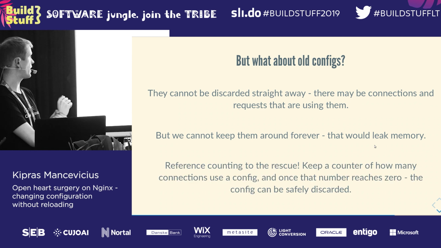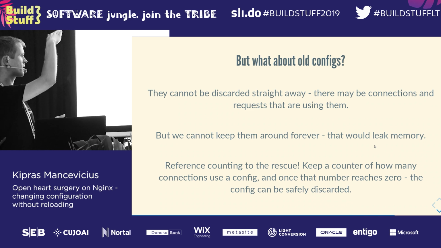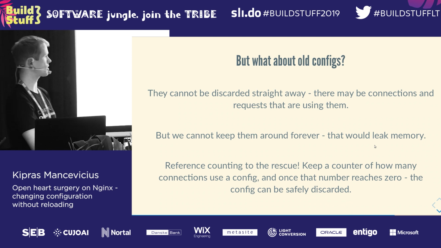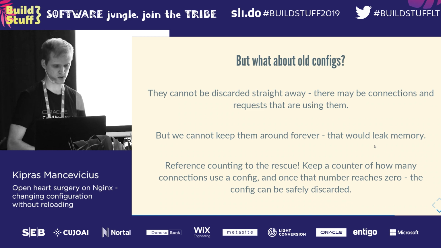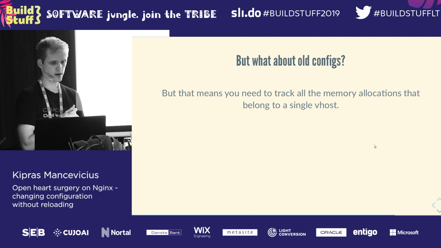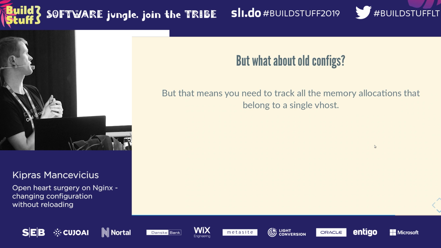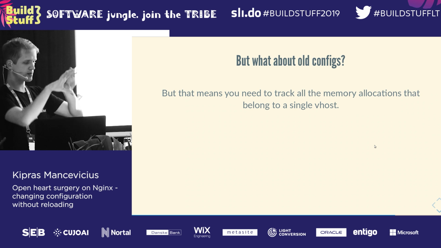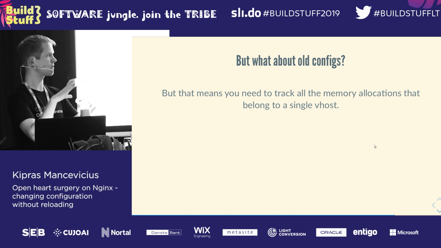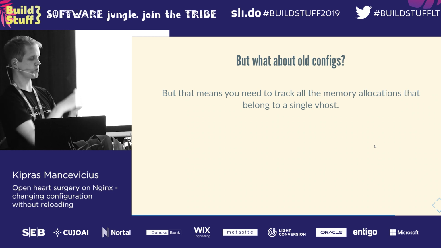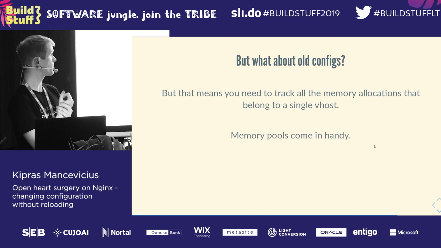You keep a counter of how many connections use a specific config. After the updates, once the counter reaches 0, you can now safely discard that config. Right? That's quite simple. But that means that now you need to track all the allocations that belong to a single vhost. So that virtual host has to be kind of a container for all the things that are there, right? You have to track it so that you could free it. So for that, again, memory pools come in handy.